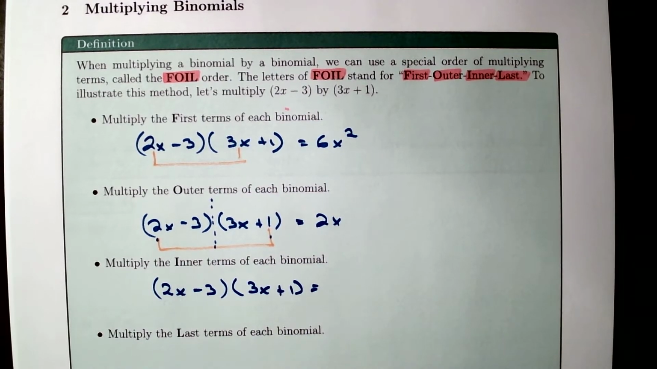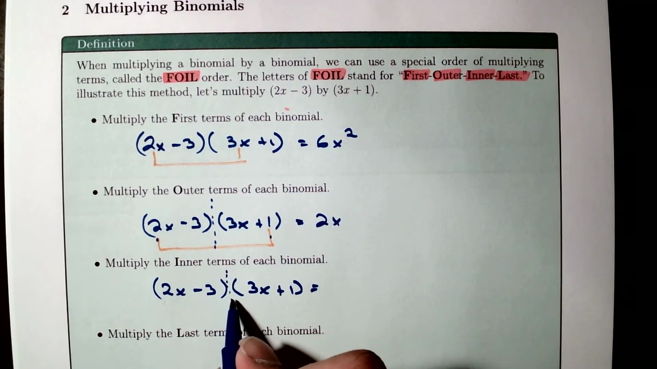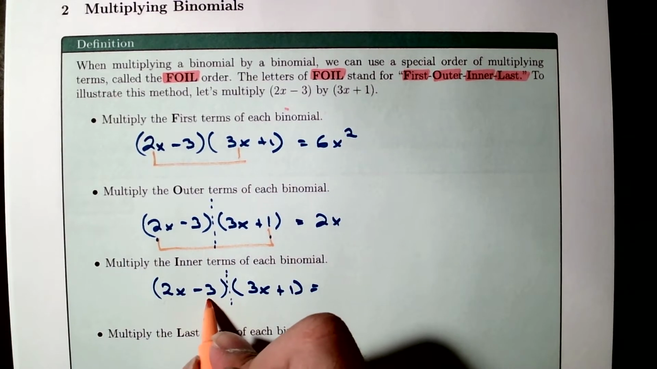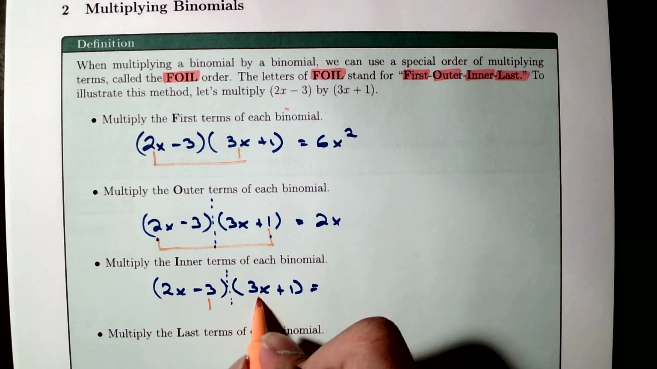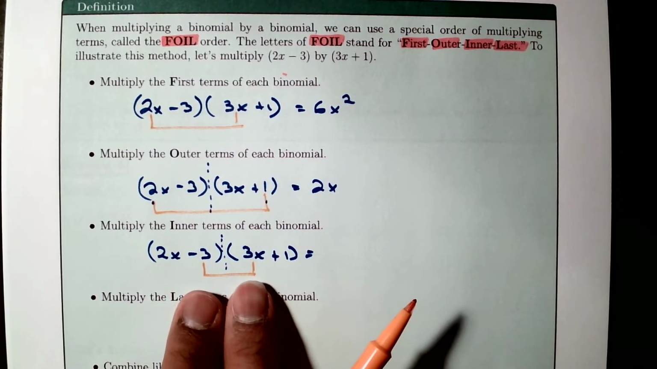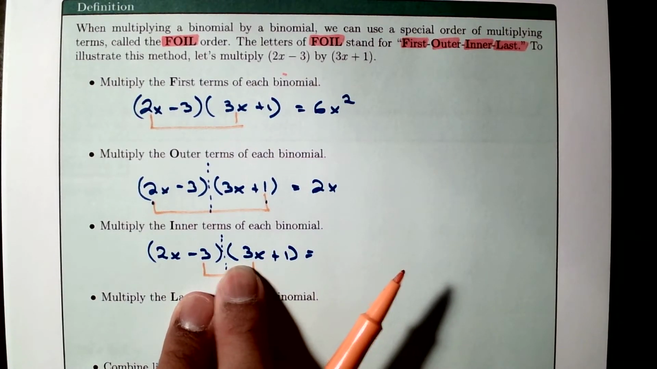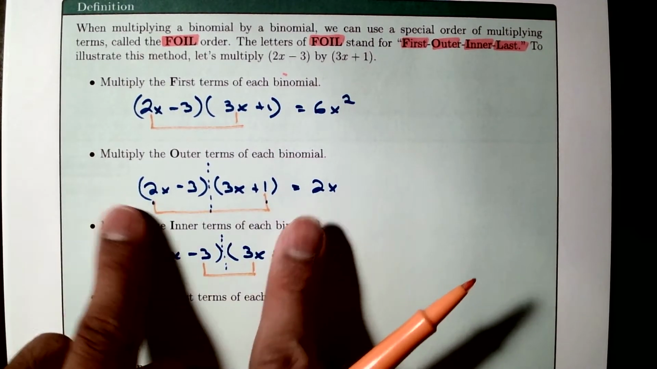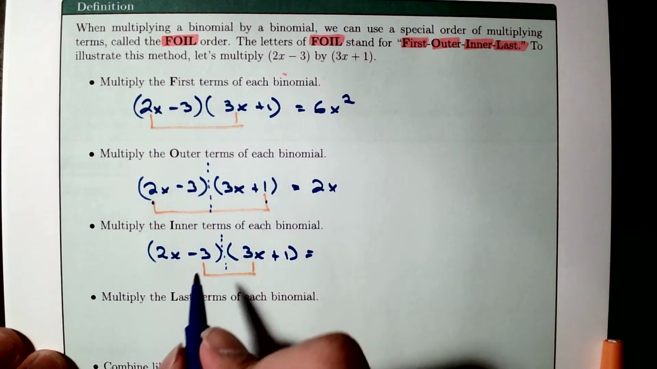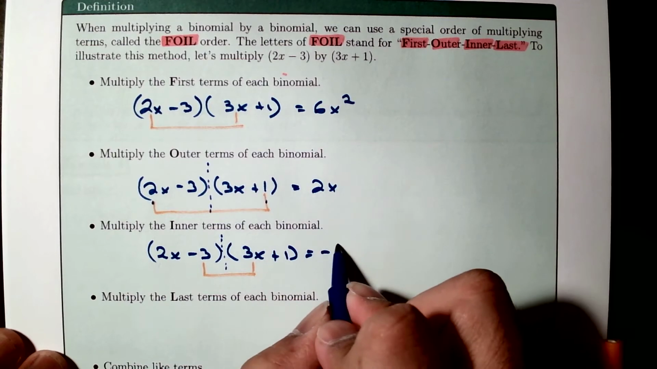And then multiply the inner terms. So now we do the same. So this is the middle, and this is the inner of the first term. This is the inner of the second term. The inner are closer to the center, closer to the middle. The outer further from the middle. Okay, so all we do is negative 3 times 3x, that's negative 9x.